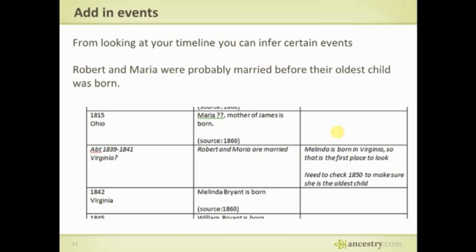From the 1860 record, we see that Melinda, as far as we know, is the oldest child. So I'm going to put, and I put this in italics because I don't really know, probably 2 to 3 years earlier, 1839 to 1841, Robert and Maria are married. Melinda was born in Virginia, so that's the first place to look for a marriage record. Need to check the 1850 census to make sure she's the oldest child. She may not be, and if I go back to the 1850, that will help me figure out exactly when their oldest child was born and when they probably got married.